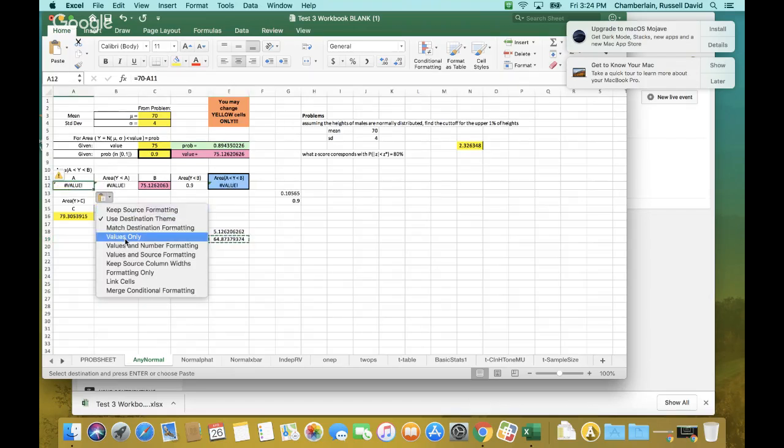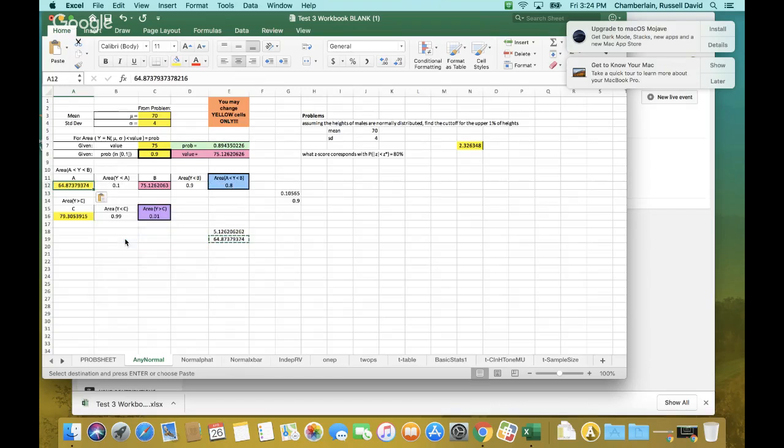Again, click, values only, bingo, bango. So 80% of male heights in the US are between 64.87 and 75.126 inches. And that corresponds to the z-scores we had earlier, the 1.28 or whatever. Okay, so that's any normals. That's how it runs.